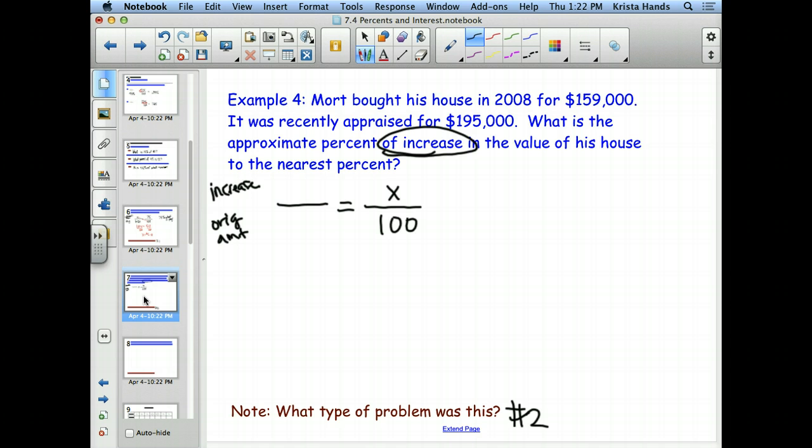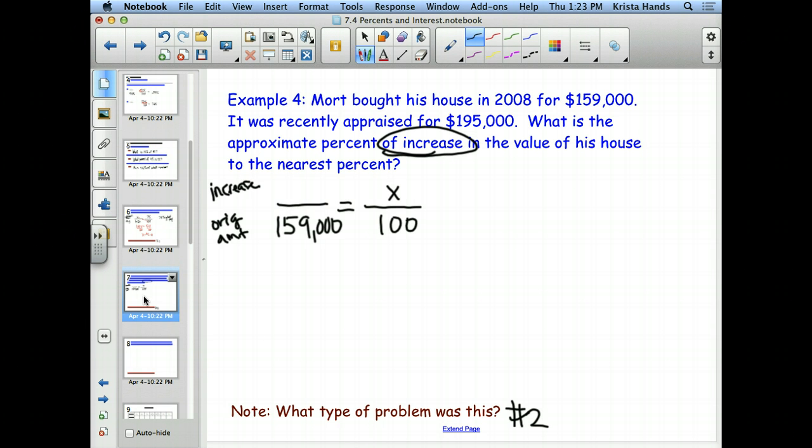Are you with me? If you decide to put the new price, that's the 195,000 over the 159,000, it's okay. It's just that you're not done when you get to the answer of x equals. You actually have to figure out how much more than 100 was that new percentage. So if we do this from the get-go, we only have to do one equation, one setup, and then the answer comes as the immediate result of that, which is kind of nice. So if I do this, my original amount was 159,000.